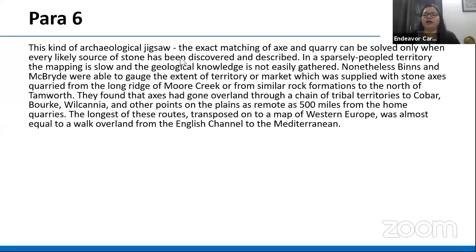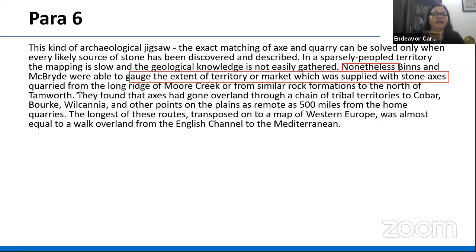Look at all these lines: this kind of archaeological jigsaw can only be solved when every likely source of the stone has been discovered and described. In a sparsely peopled territory, where there is less population, the mapping is slow and the geological knowledge is not easily gathered. Nonetheless, though there were all these challenges, the archaeologists were able to gauge the extent of territory or market which was supplied with stone axes. How far did they go? They could figure that out, right?